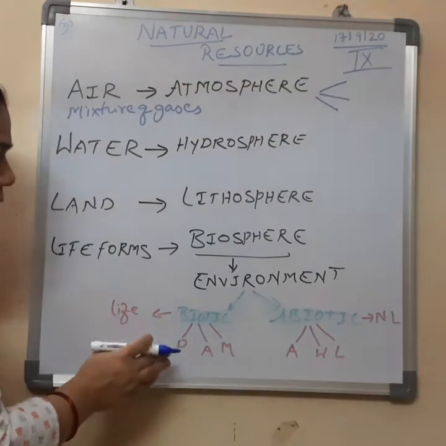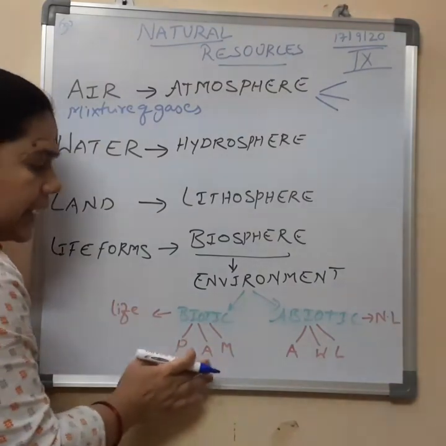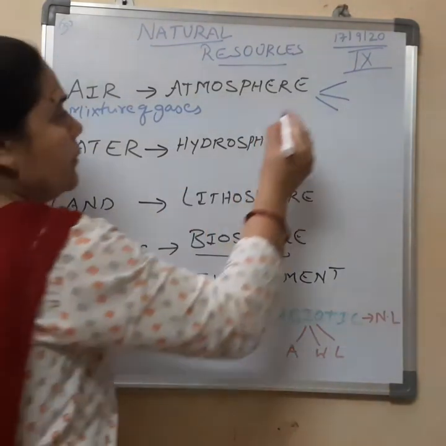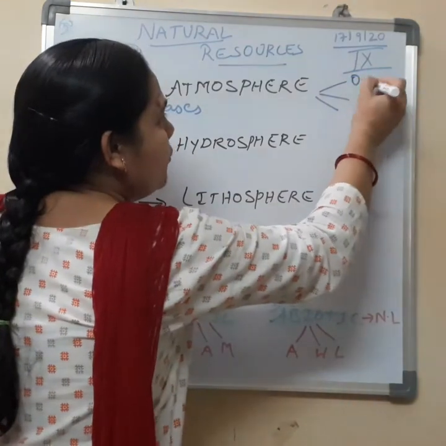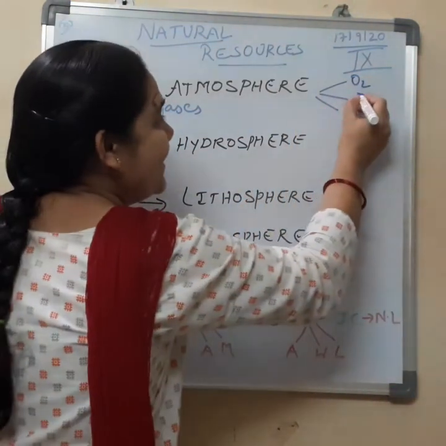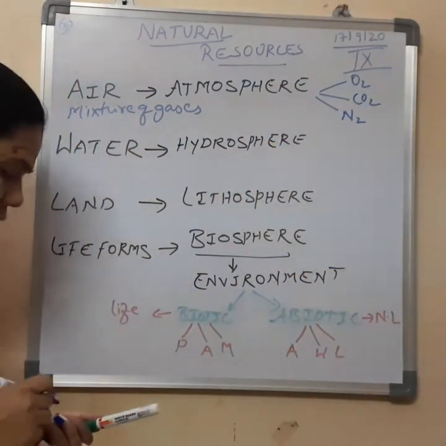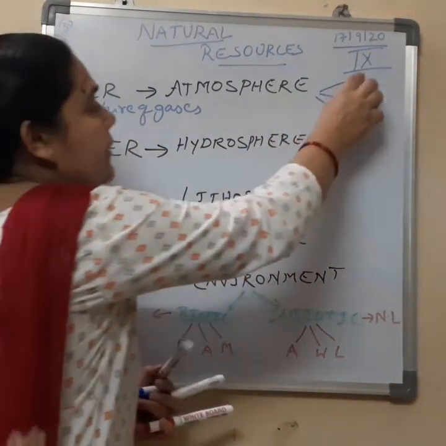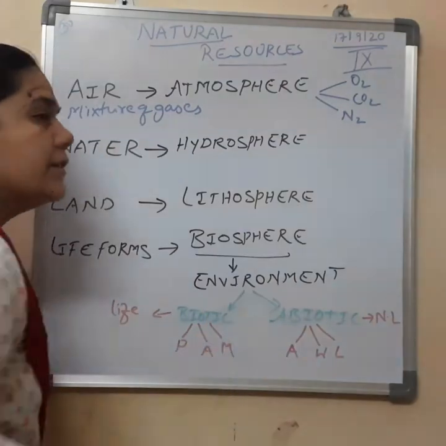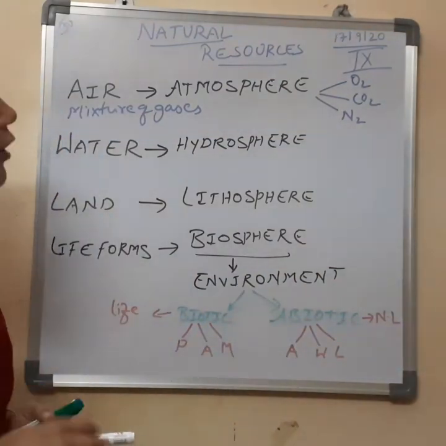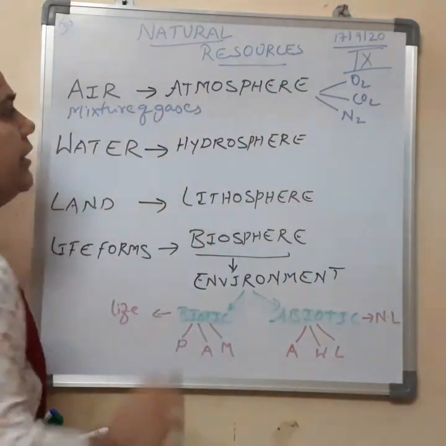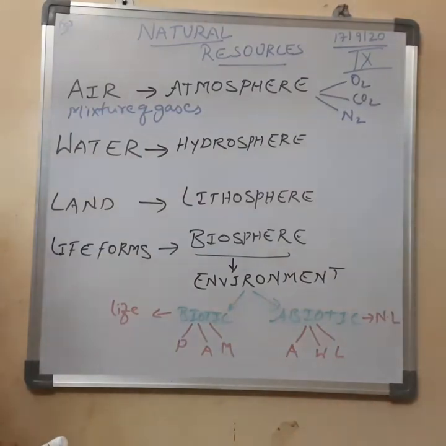When I say living organisms, it includes plants, animals and microorganisms. So, the first and the foremost, oxygen. Then carbon dioxide, and of course what, children? Nitrogen. So, all these gases are essential for the survival of the living organisms, and all these are present in where, children? In the atmosphere.